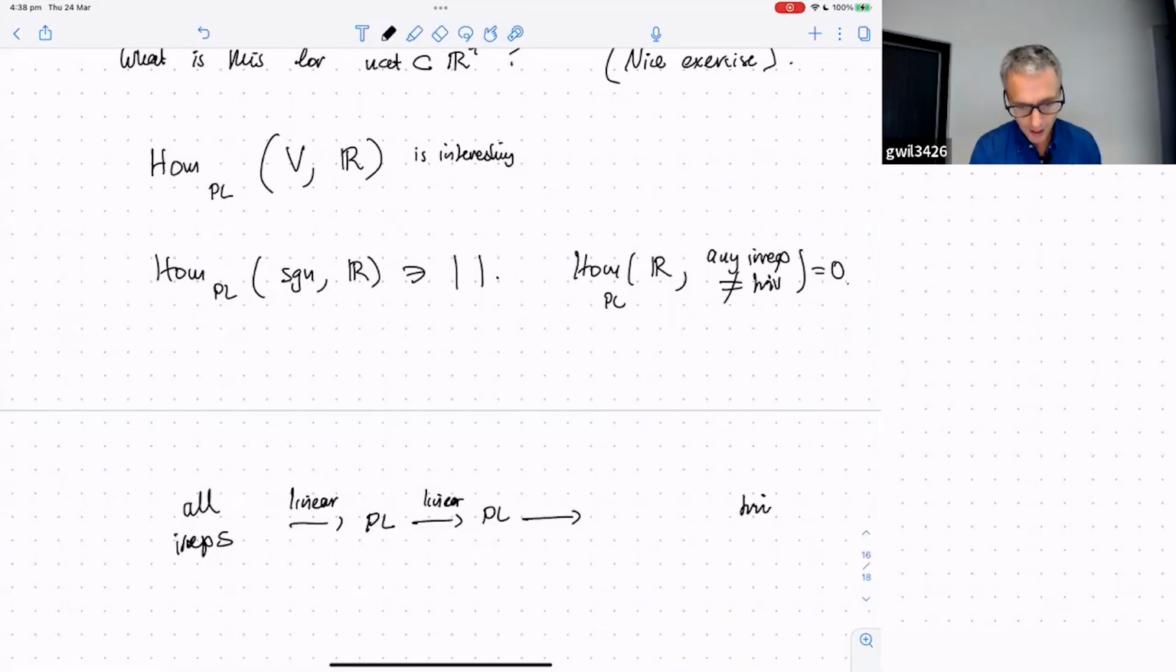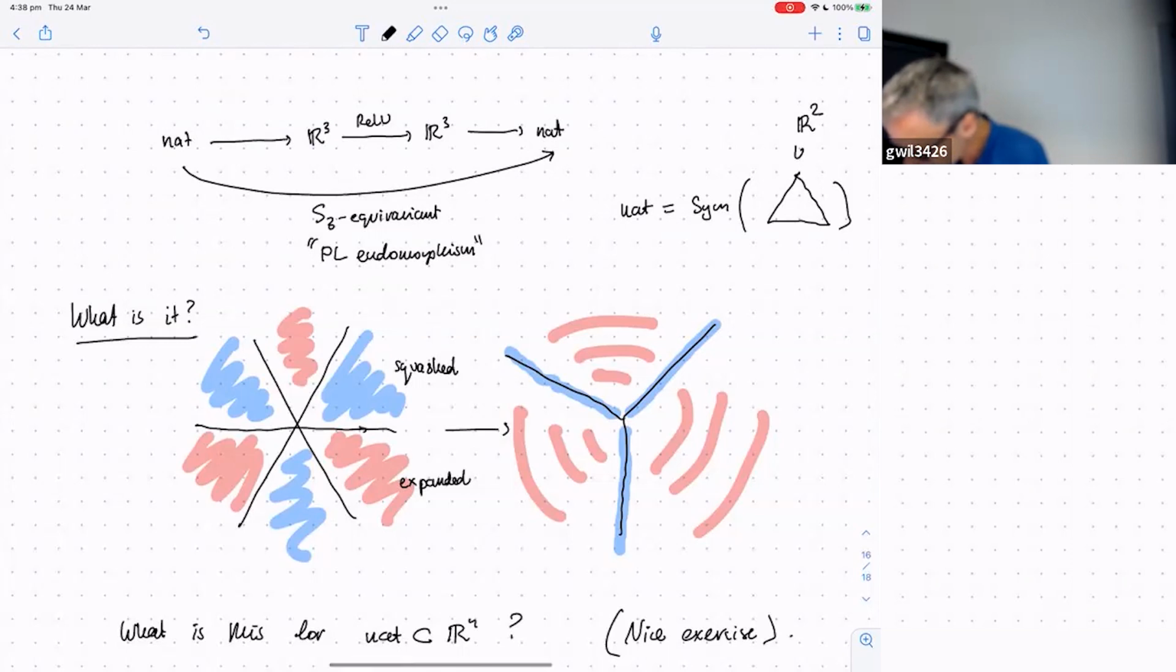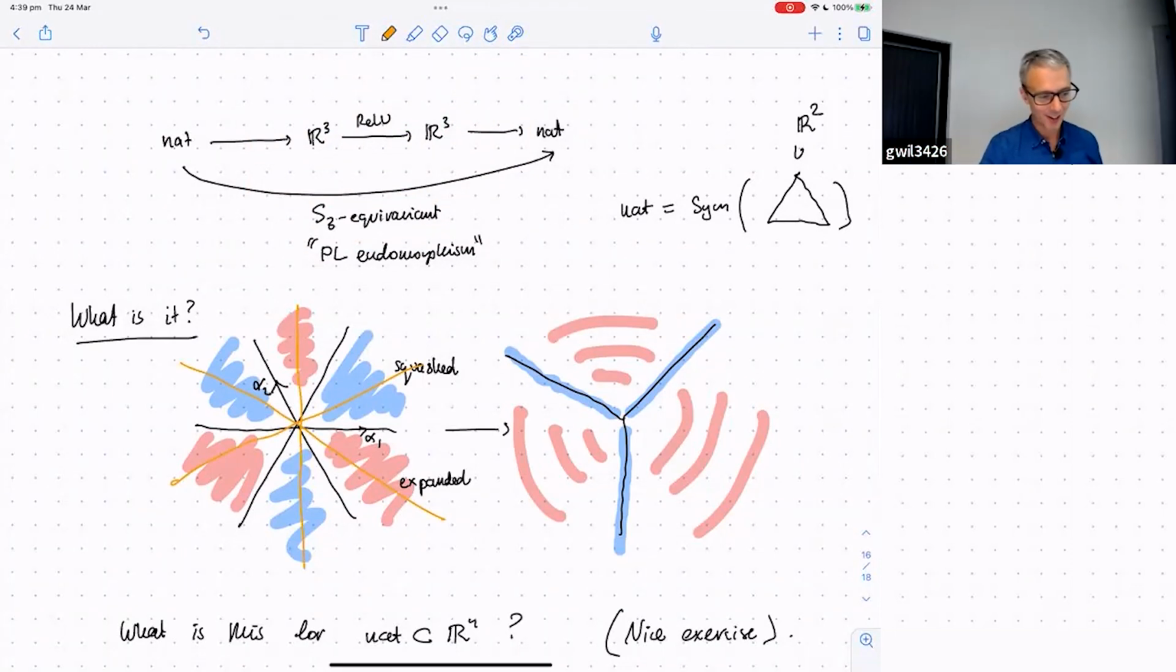So thanks. Are the blue rays there inside the reflecting hyperplanes? This is alpha one and this is alpha two. So no, oh yeah, the reflecting hyperplanes would be like this and this and this. Thanks everyone, I think we'll stop now.